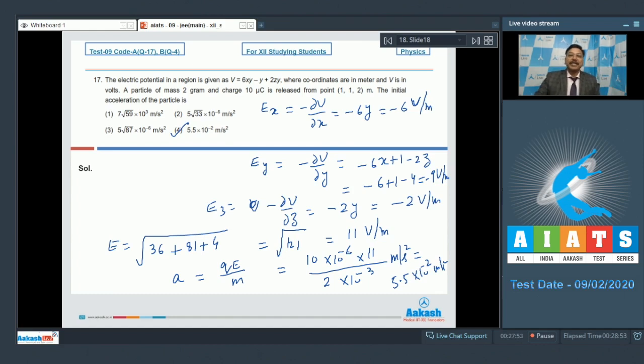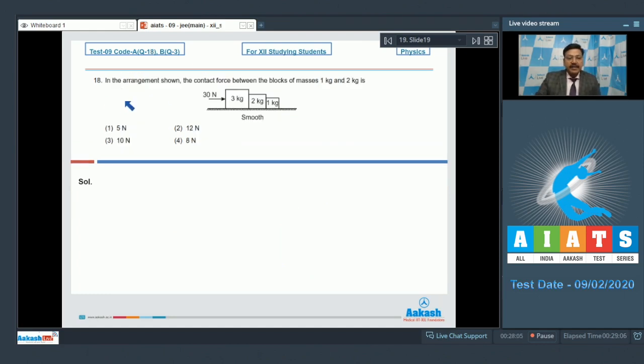Let's go to the next question now. Question 18 says, in the arrangement shown, the contact force between the blocks of masses 1 kg and 2 kg is, and this is the situation given. Well, it's a pretty straightforward, pretty easy problem based on Newton's laws of motion. And to find the contact force between blocks of masses 1 kg and 2 kg, what we can do is that first we take all three blocks together as one system.